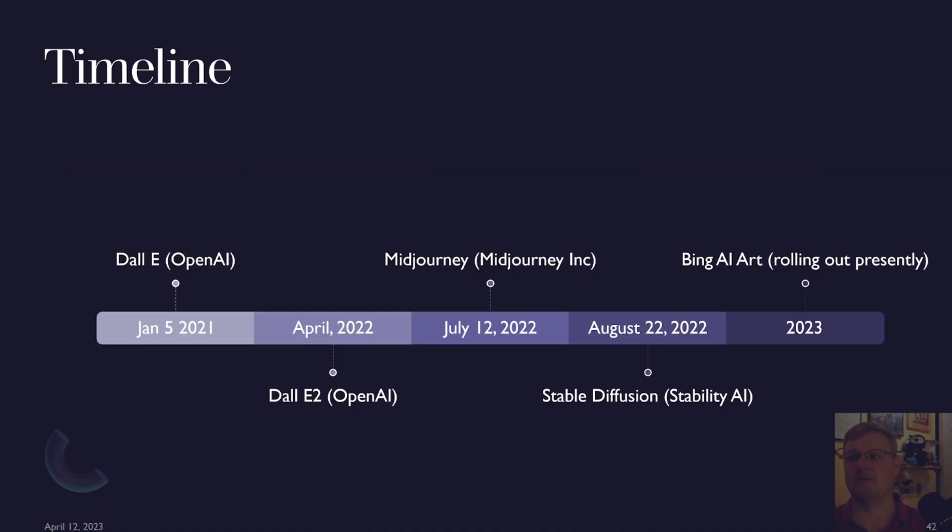I'm going to give you a quick timeline here. Dolly came out January 5th, 2021. Dolly 2 in April of 22, and then things just took off. Then we got Midjourney coming out in July 2022. And then we got Stable Diffusion on August 22nd. And then Bing Art came out in 2023. I mean, that wasn't out earlier this week, and now is. So that's just as fast.